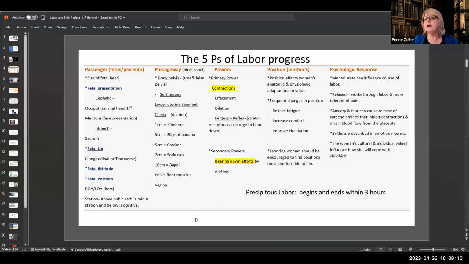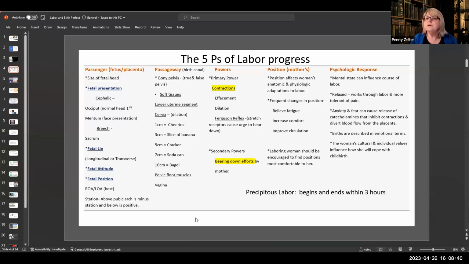Okay. So if you had a client that had a narrow pelvis, the passageway was narrow. The structure was too narrow, and it was hard for the fetus to navigate the passageway. That'll hinder labor progress. Okay. If she's had a lot of scar tissues, that's part of the passageway too. Okay.